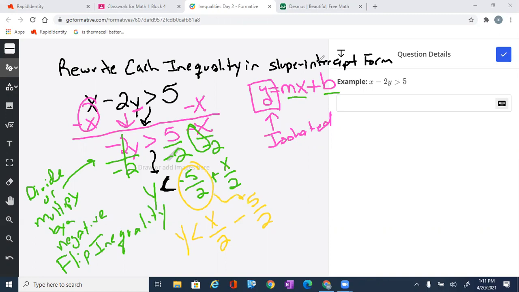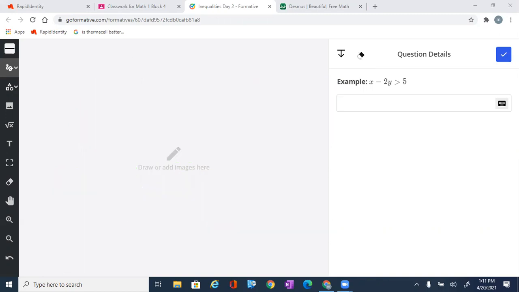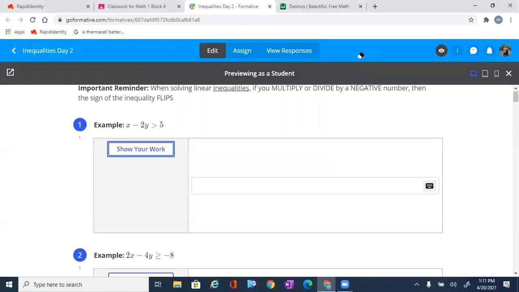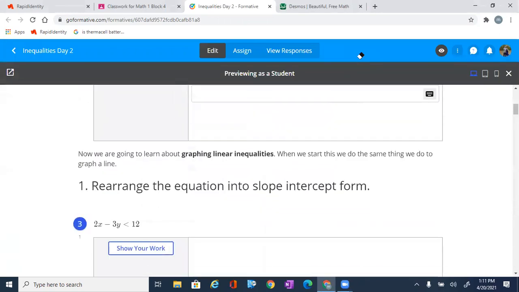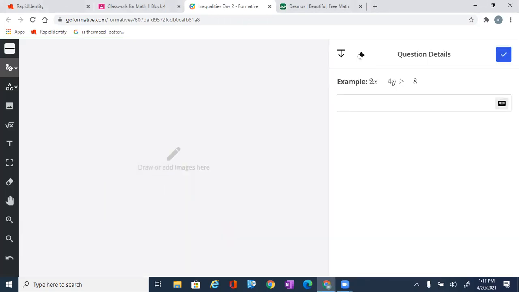Now, if we go to the next problem, I'll go ahead and do the second problem that is on there in an example. Okay, we're going to do the exact same thing.